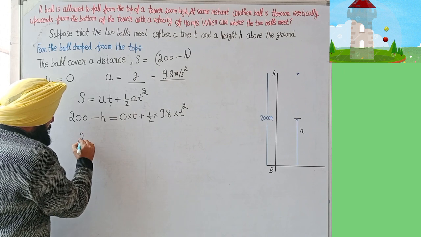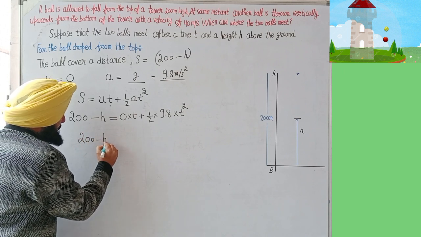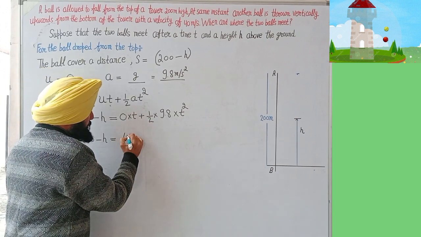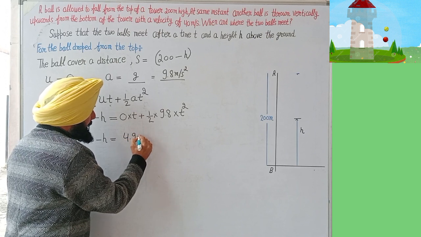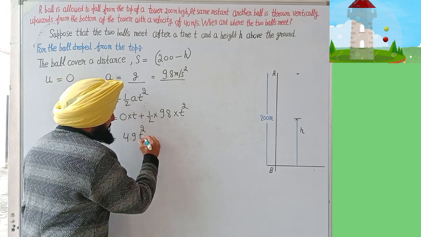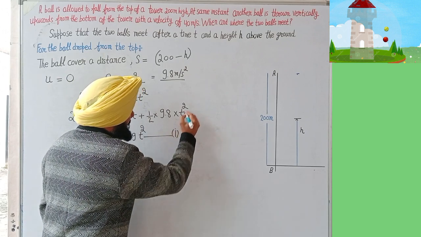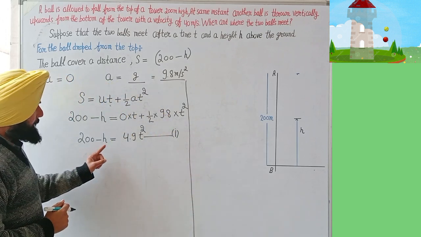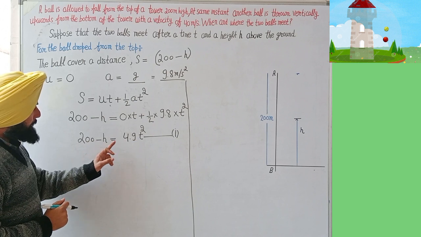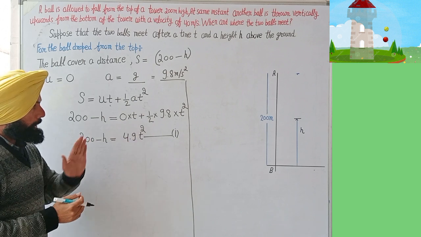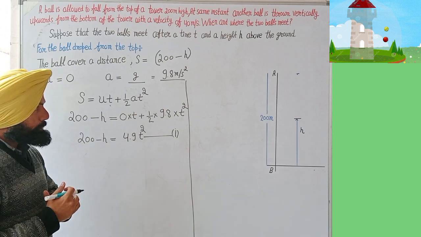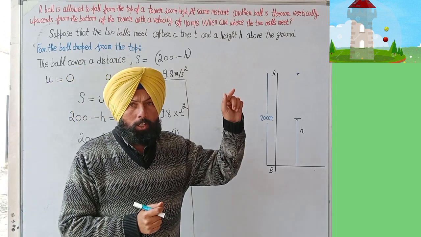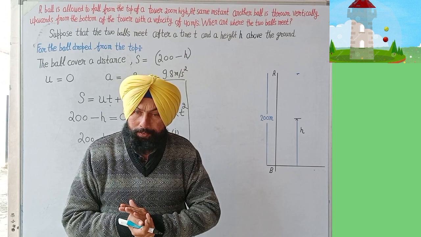Now it becomes 200 minus h equal to 0 multiplied by t, that is 0, and it becomes 4.9 t square. I consider it equation number 1. So this is our equation number 1: 200 minus h equal to 4.9 t square. This is the expression for the ball falling freely from the top of the tower.